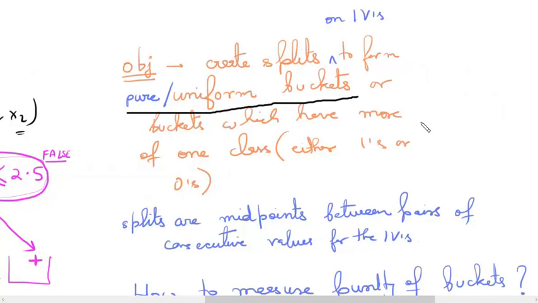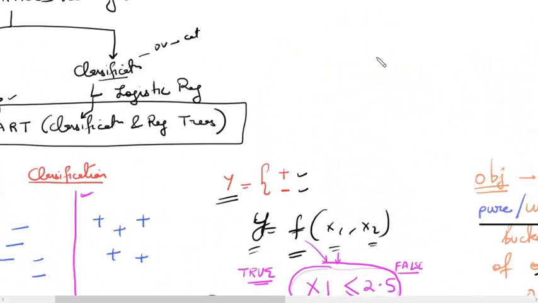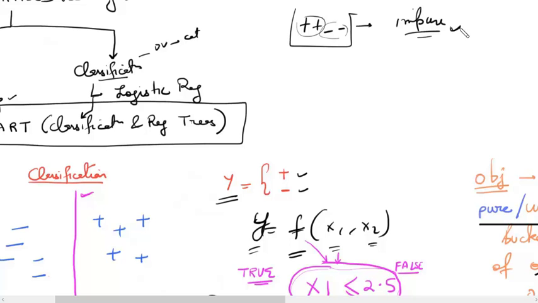Or I can say buckets which have more of one class, so more of ones or more of zeros. Let's say we have a situation where we have two pluses and two minuses in the same bucket. Now this is the worst form of impurity. This is an impure bucket. Why impure bucket? Because both are equal in numbers. So it is 50-50. This is the worst form of impurity.